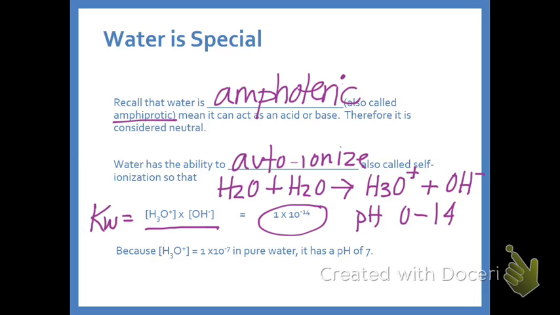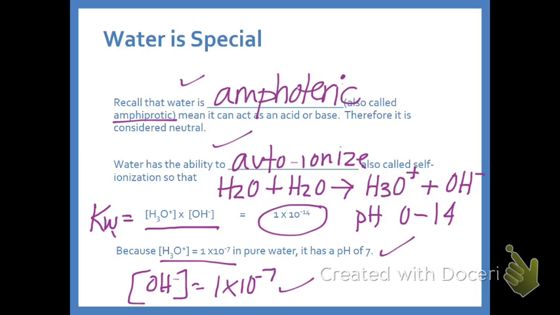So when you have a neutral solution such as water, your hydrogen is equal to 1 times 10 to the negative 7, but guess what hydroxide is also equal to? 1 times 10 to the negative 7. And if you were to take the negative log of either one of those, you would have a pH of 7 or a pOH of 7. So you do need to know that water is amphoteric, that it can auto-ionize, that it's neutral, and you probably should know that constant. Those are the things you need to know for a test.